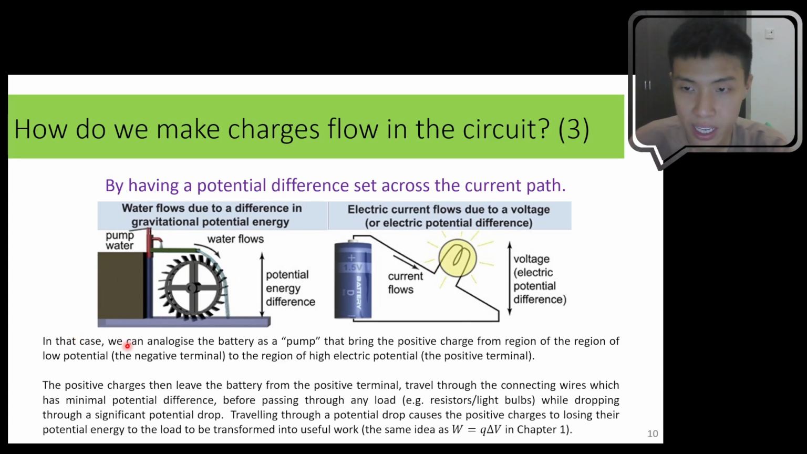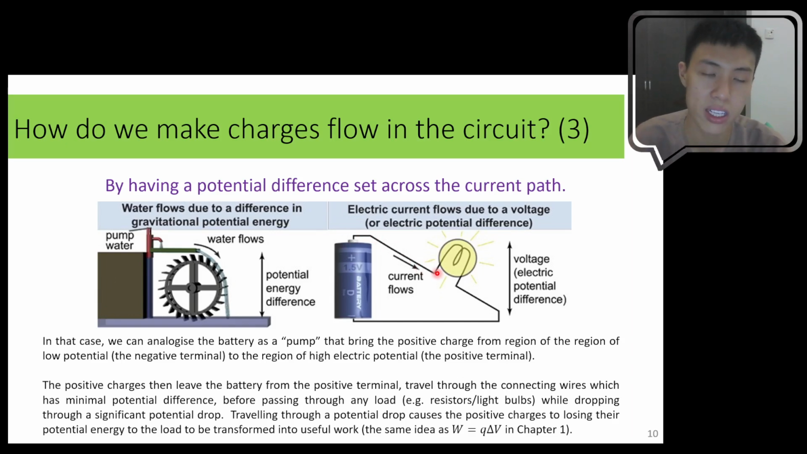Okay, so in that case, we can analogize the battery as a pump that brings the positive charge from a region of low potential, the negative terminal, to the region of high electric potential, the positive terminal. Okay, so the positive charges then leave the battery from the positive terminal, traveling through the connecting wires with minimal potential difference. That means from here, say this is a battery, right? It pumps, so it has high energy. This journey from here to here, actually there's no energy loss.